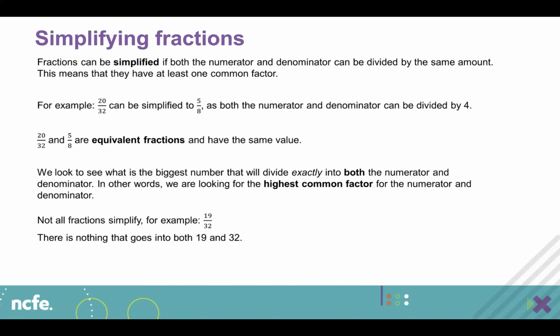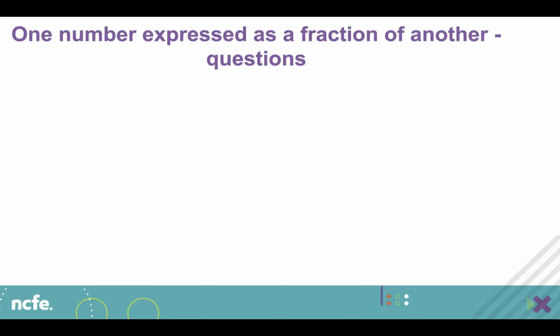We look to see what is the biggest number that will divide exactly into both the numerator and denominator. In other words, we are looking for the highest common factor for the numerator and denominator. Not all fractions simplify. For example, 19/32. There's nothing that goes into both 19 and 32.